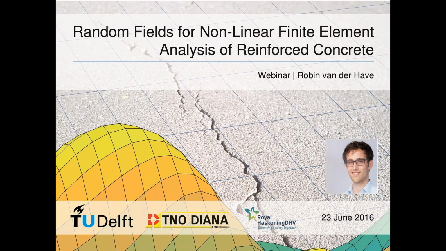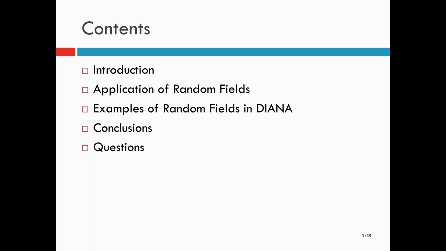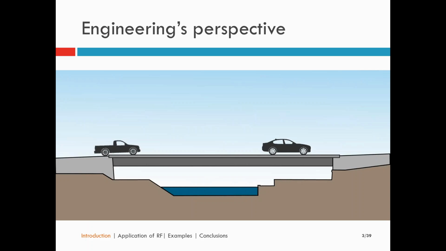Hopefully at the end of this webinar you will be familiar with the random field function, which is now available in Diana, and you will be able to use it. I will hopefully give all the information needed to do so. So let's start. First I will introduce you to the subject of random fields. Thereafter I will give the information which comes into play when you apply a random field, and then I will show some examples of random fields in Diana. Finally I will give the conclusions and you can ask some questions.